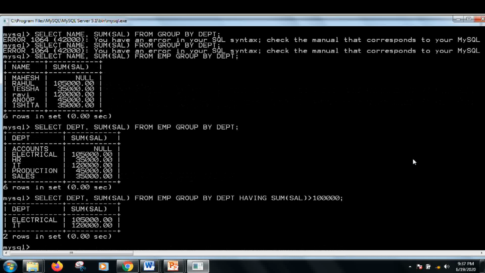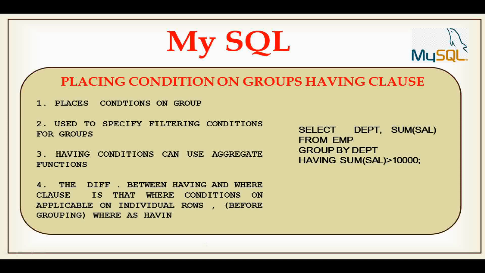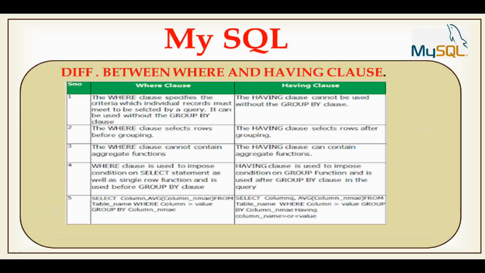So we can apply the having clause on the groups after the grouping is done. Having and where are both used for putting conditions, but they have some differences. The where clause specifies the criteria on individual records and must be applied before the grouping, whereas having is used to apply conditions on the group, so it is always used after the grouping. The where clause cannot contain aggregate functions, but the having clause can. So these are some differences you must remember between having and where.